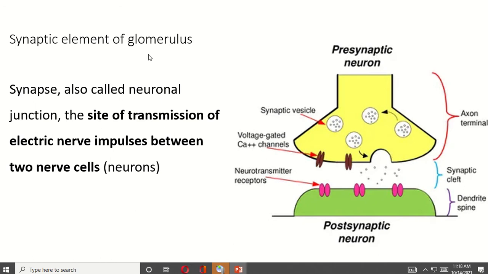The synaptic elements of the glomerulus. You know the different parts of the synapse. This is the presynaptic neuron, and this is the postsynaptic neuron. This is the terminal end of the axon containing neurotransmitter. Neurotransmitter is released into the synaptic cleft. The synaptic cleft means the gap between the presynaptic neuron and the postsynaptic neuron. The postsynaptic neuron contains neurotransmitter receptors. So the neurotransmitter binds with this receptor, so the action potential of this cell is transmitted to the next neuron.